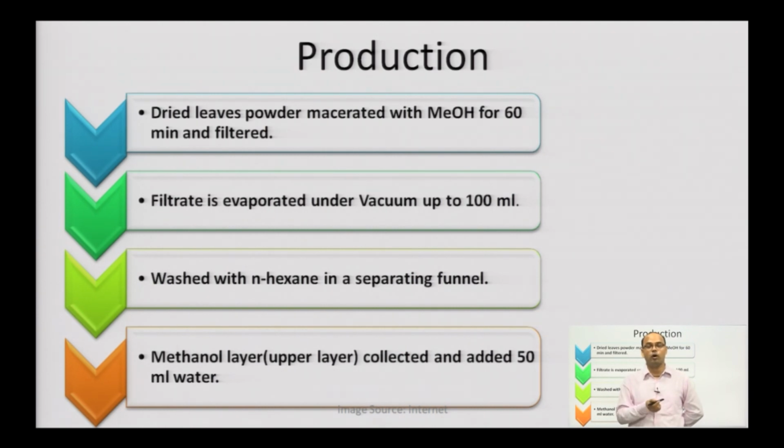The motto of washing with n-hexane is to remove the waxes, the fatty material or the coloring pigments which are also present in the dried leaves powder. Leaves, because they are green in color, contain chlorophyll, fatty matter and waxes. So, after washing with n-hexane, all those waxes, fats and coloring pigments will be isolated first. After their removal, we have the methanolic extract with our artemisinin and a few other compounds.